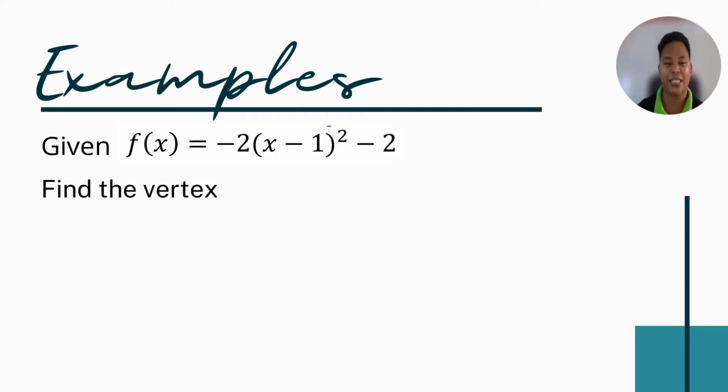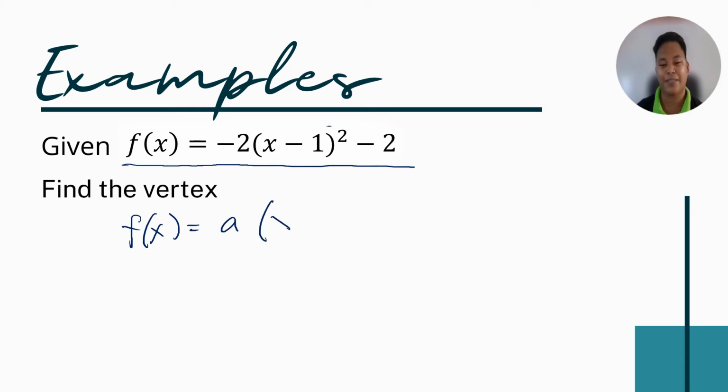We have here the given function f of x is equal to negative 2 times the quantity x minus 1 squared minus 2. And we're going to find the vertex. We have here the vertex form f of x is equal to a times the quantity x minus h squared plus k.